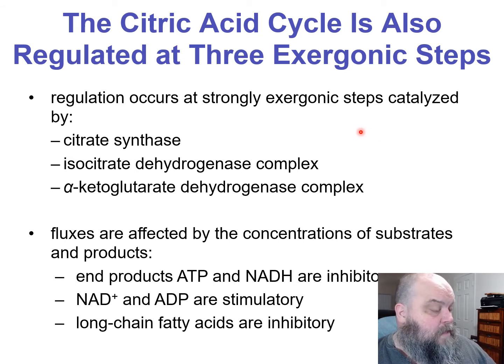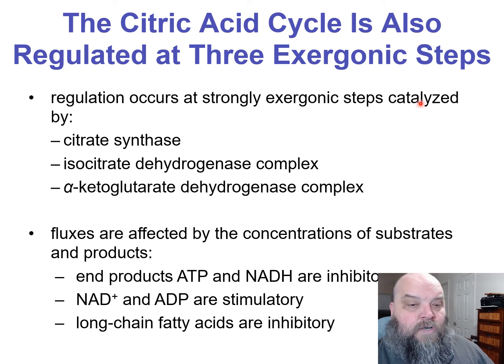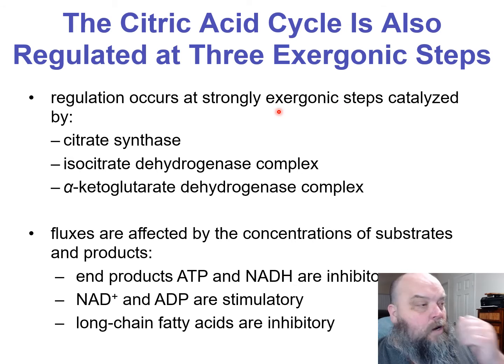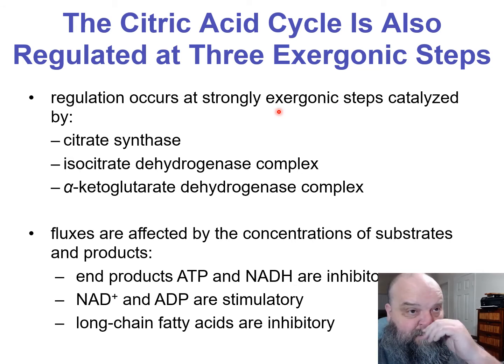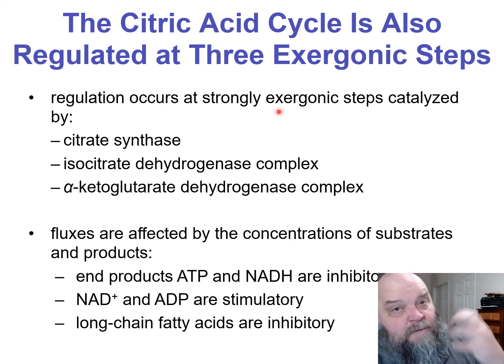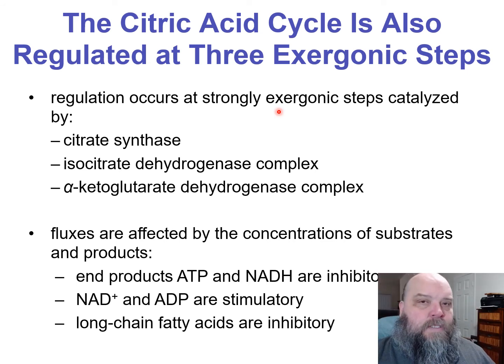As we've seen with many other metabolic pathways, the strongly exergonic steps, the really negative delta Gs, are going to be steps that are regulated, because to reverse them means you're going to have to put a lot of energy back into it. Citrate synthetase, isocitrate dehydrogenase, alpha ketoglutarate dehydrogenase.